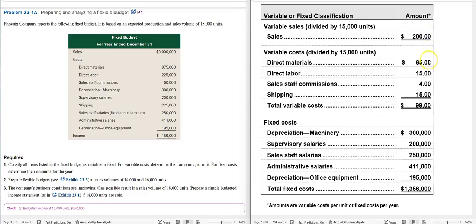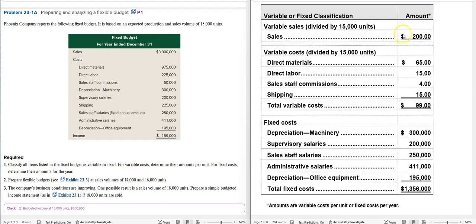Having the per unit amount for our variable costs will make preparing flexible budgets super easy. Essentially what we're doing is we're taking the original, what we call the static budget, and we are going to prepare a budget for 2 additional levels of sales. We're flexing this original budget to sales of 14,000, and sales of 16,000. And it's super easy to do.